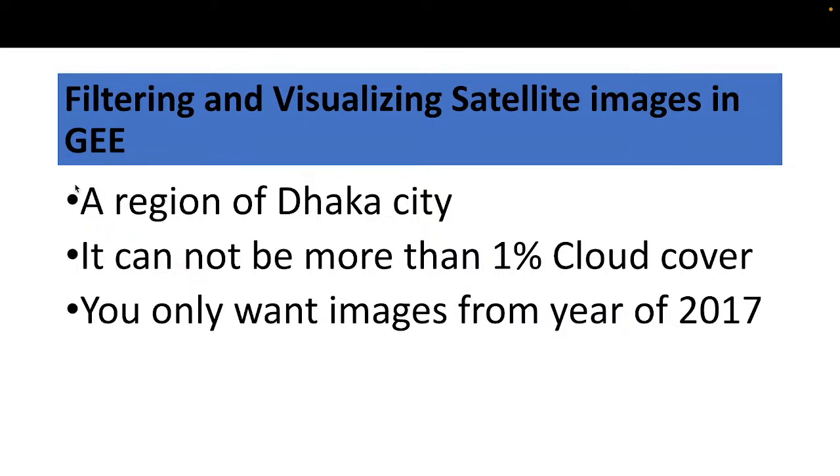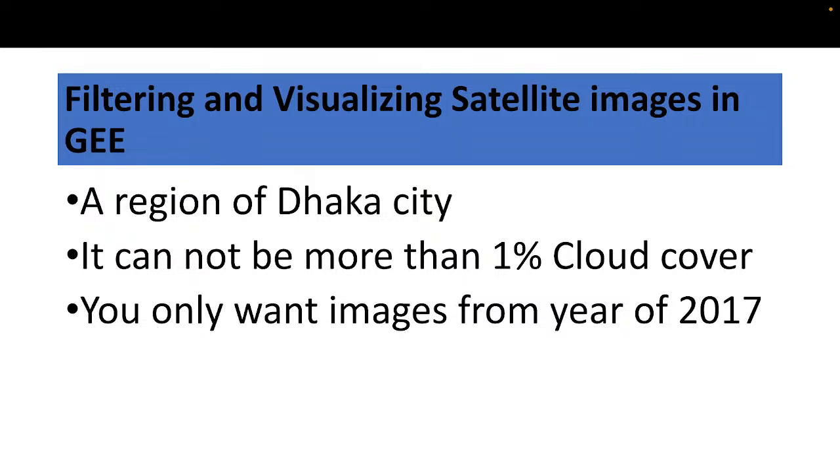So when you filter any satellite imagery, it can be Landsat, Sentinel or MODIS, it depends on three factors all the time. First factor is region of interest, mainly where you need the image. Second factor, image properties, image metadata. Suppose I need only those images which have not more than 1% cloud cover. So this is my second factor. Third factor is your image's specific time frame or time period.